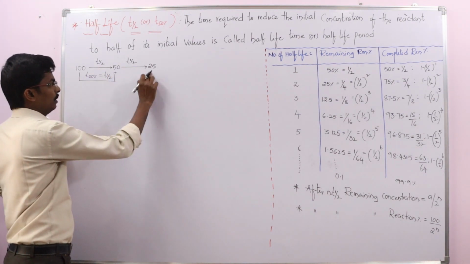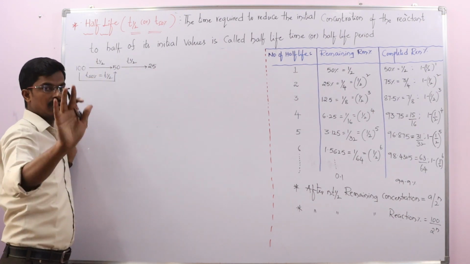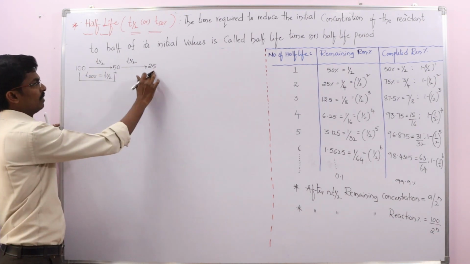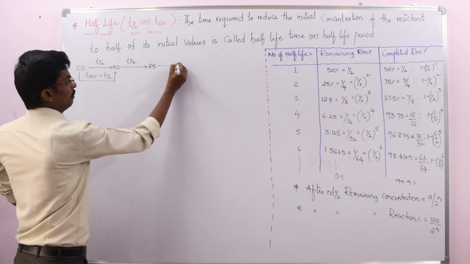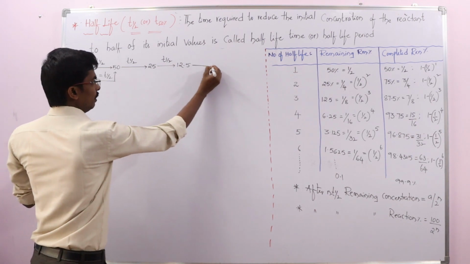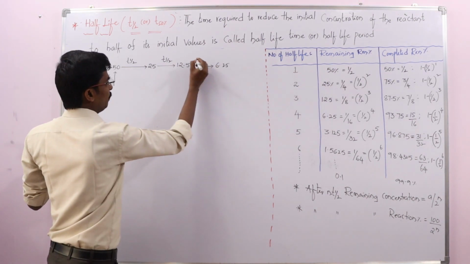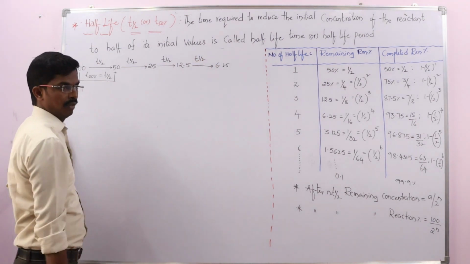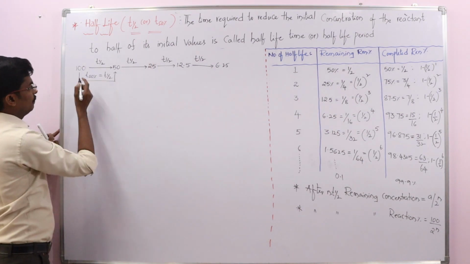That means whatever change happens, it does not depend on any percent, not only 50%. So if 25 is going to become 12.5, again we have only T½. Suppose 12.5 is going to become 6.25, again we have the T½. So what is the meaning of this?